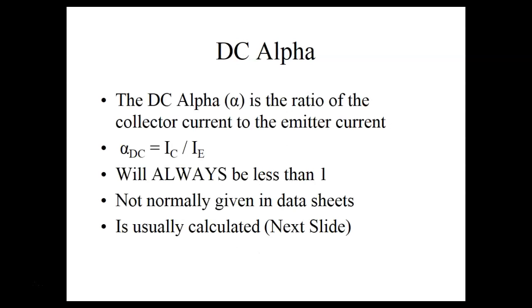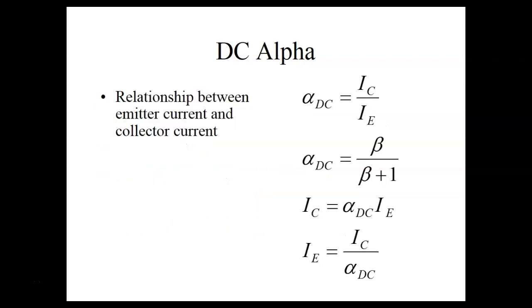DC alpha is the ratio of the collector current to the emitter current, so it'd be IC over IE. Since IE is always larger than IC, alpha will always be less than 1. This is not given in data sheets. I've never seen one that gives it in a data sheet. So what we usually do is calculate it. If we measured IC and IE, we could use that. Or we can look up beta on the data sheet, so it's going to be beta over beta plus 1. This is always going to be less than 1.